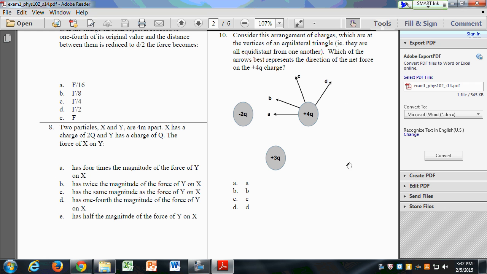You'll have a question like this where I give you a collection of charges and ask you what the forces are. Okay with that?